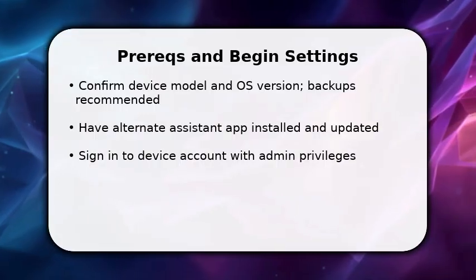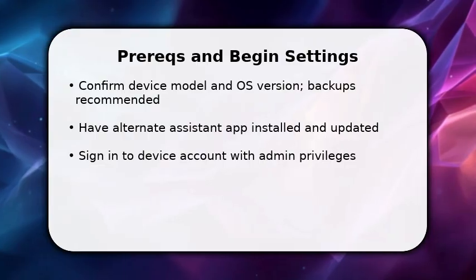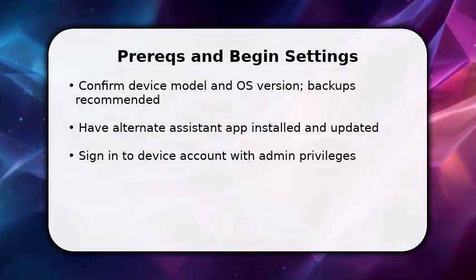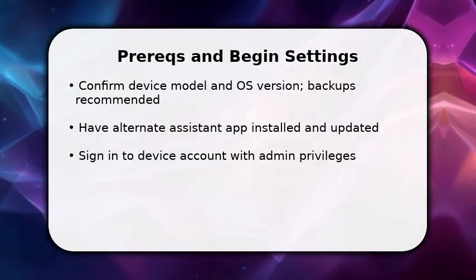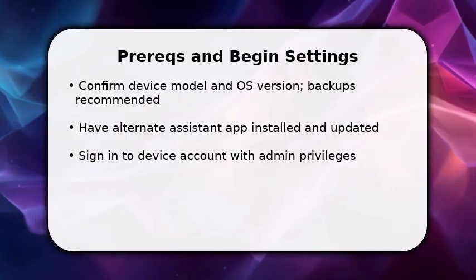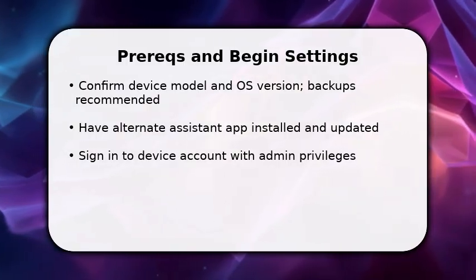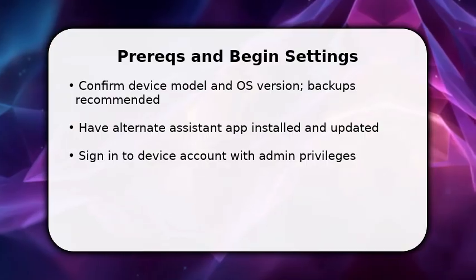You'll start by confirming prerequisites and opening settings. This ensures a smooth switch. Once you've checked Model and OS, make sure the alternate assistant app is installed and up to date. Next, sign into your device account with administrative access so changes can be applied.